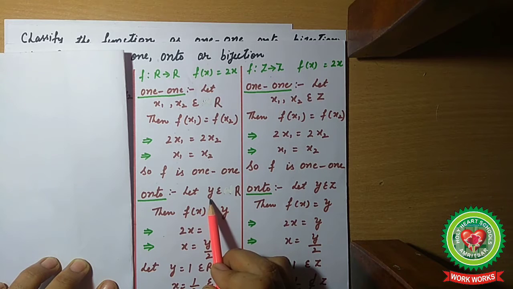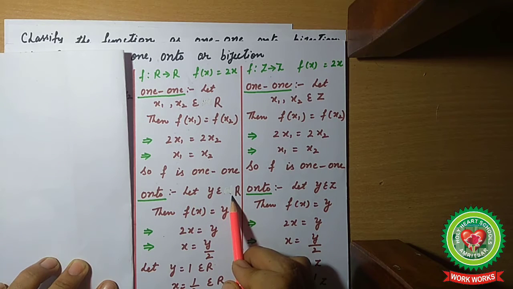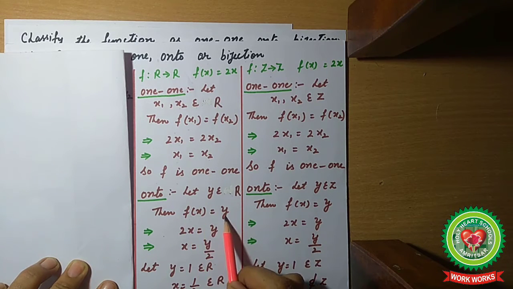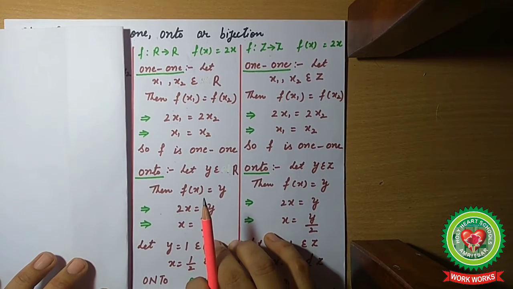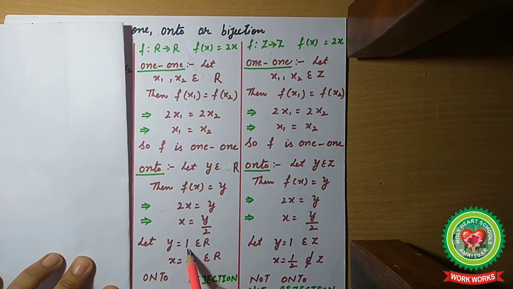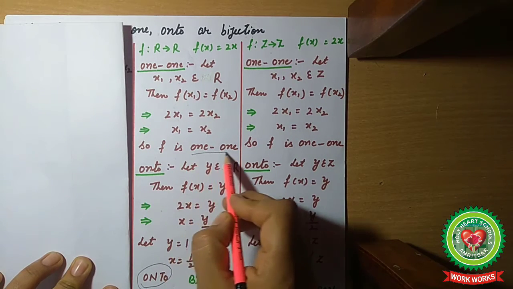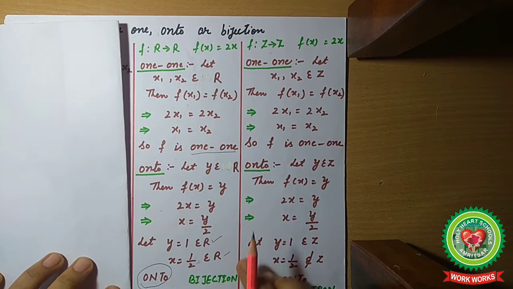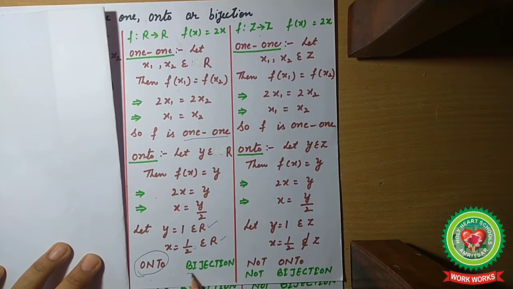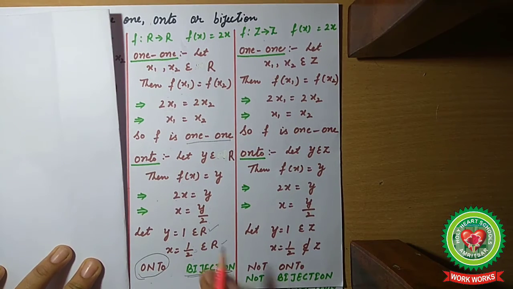Now for onto, we let y belong to the real numbers. So f(x) is equal to y, so 2x is equal to y. So x is equal to y upon 2. Same way, we put any real number. If y is equal to 1, then x is equal to 1 by 2. Both values belong to the real numbers. It is onto. It is one-one and onto also. So the function is a bijection.